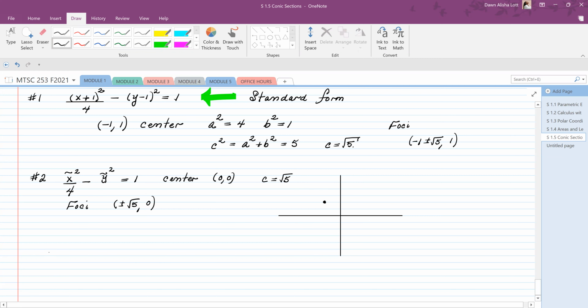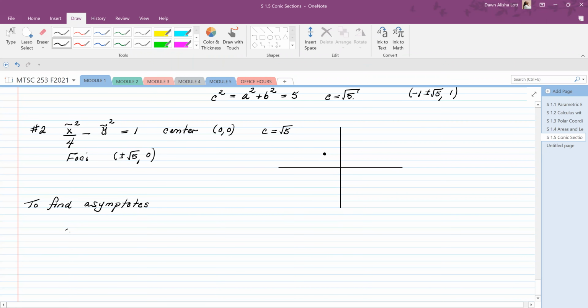Okay. And then when we go to find our asymptotes, we find the asymptotes by solving x plus 1 over 2 is equal to plus or minus y minus 1. Actually, I like it the other way around.